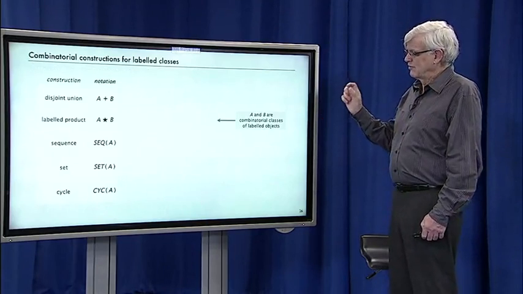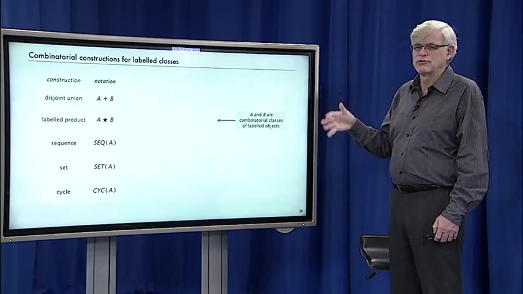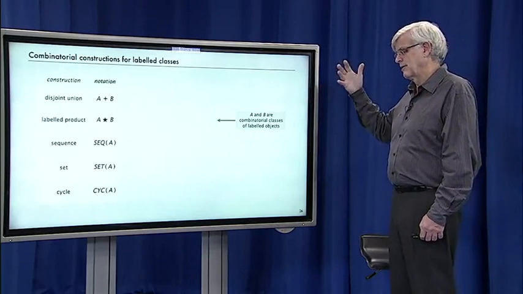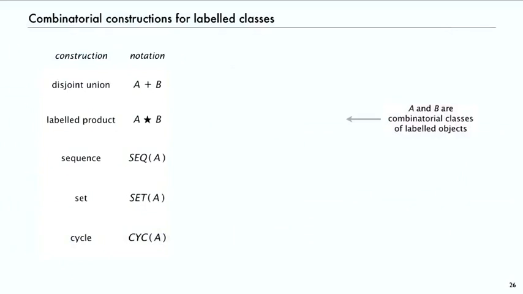With labeled objects, since you can tell the difference in the ordering, we have more basic constructions, and it's a much richer set of operations that we're going to work with. And actually the ones that I'm giving, both for labeled and unlabeled, are only the beginning. Research is ongoing, and people have developed many, many more constructions than I'm going to present here.